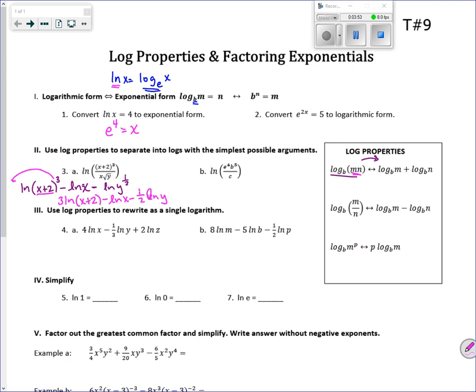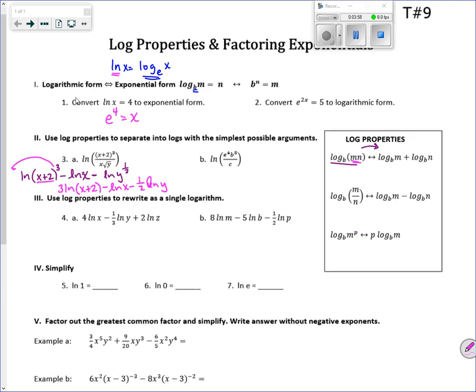Now in number 3, it's kind of weird. I probably should have just done one A and B there, but that's okay. That's kind of confusing, but who cares?